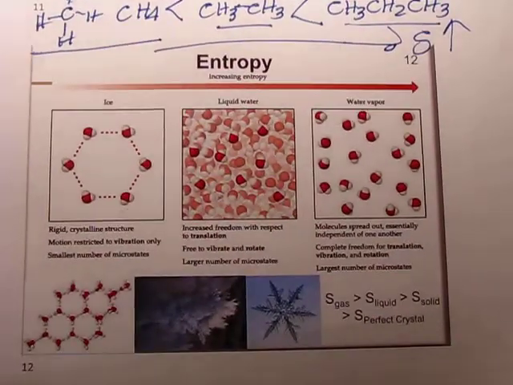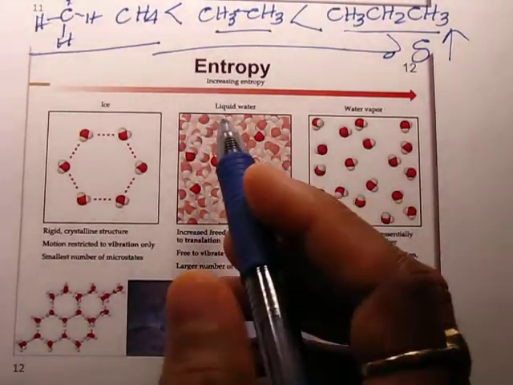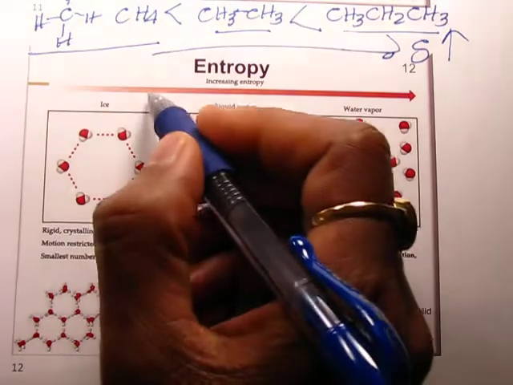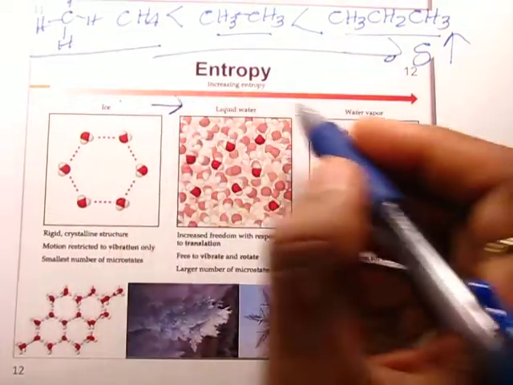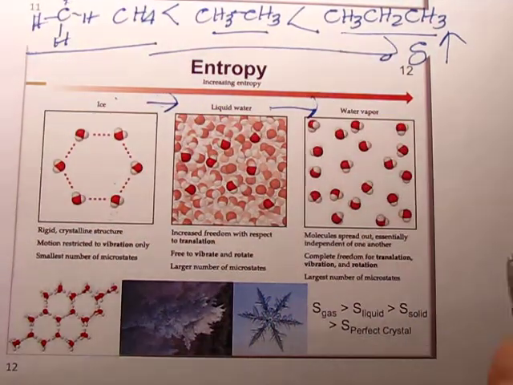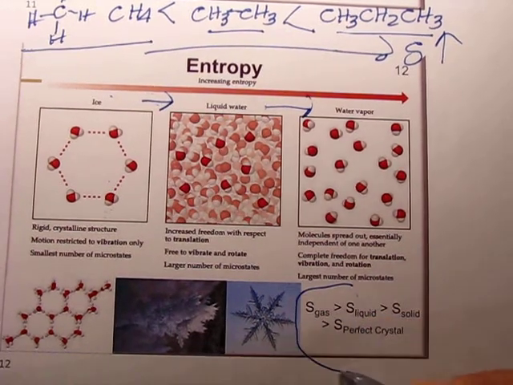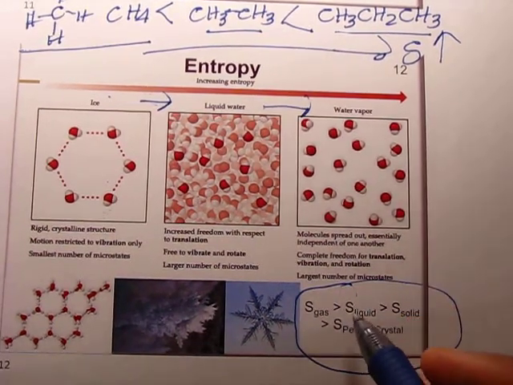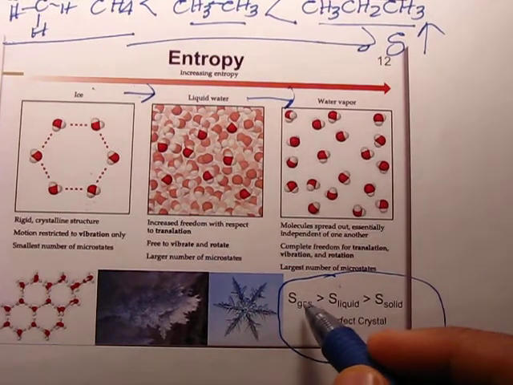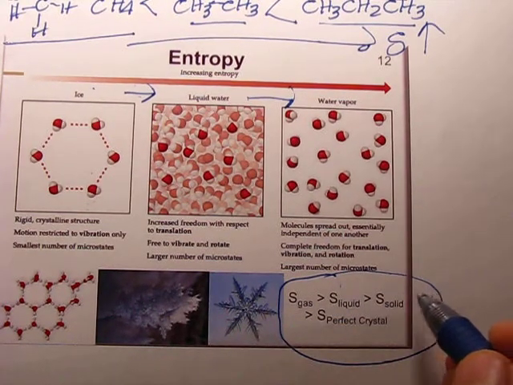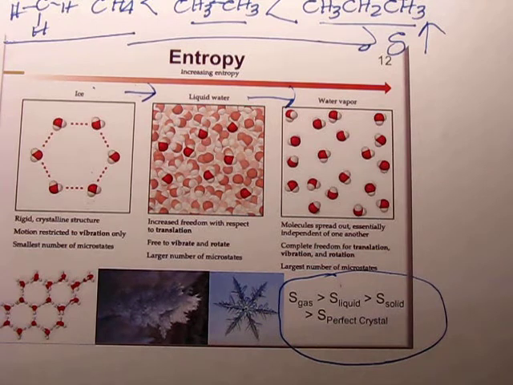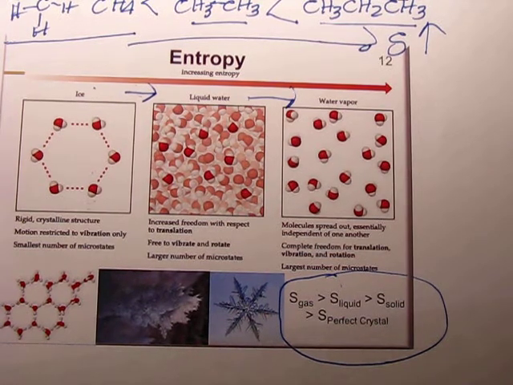Another example, we have seen this one earlier. Ice has less entropy compared to liquid and compared to water vapor. And thus we can also summarize like this: gas molecules have higher entropy than liquid, than solid, and perfect crystals have the least entropy. So they have very little randomness.